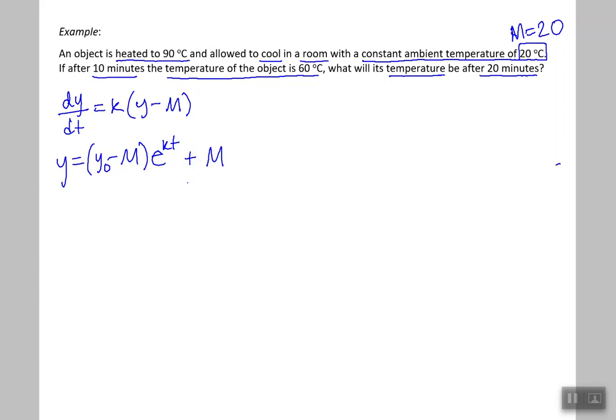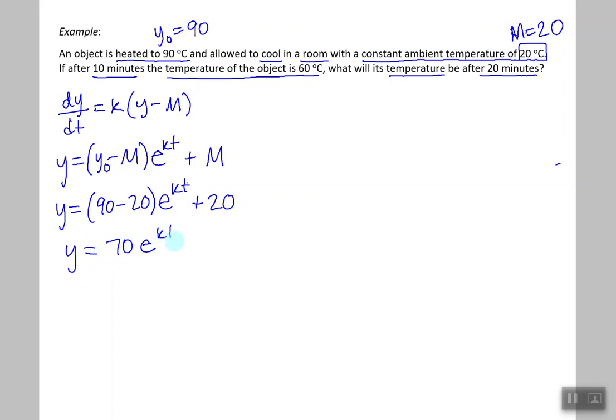Now we have some information that we can use to plug in here, like we know that m is 20, and we know that the object is heated to 90 degrees. That means our y sub naught is 90. So let's plug in those values. y equals 90 minus 20 times e to the kt plus 20. Simplifying gives us y equals 70 times e to the kt plus 20.